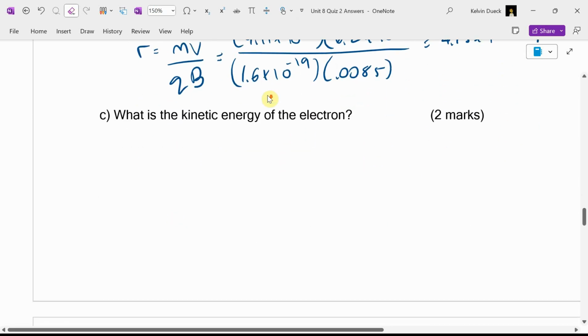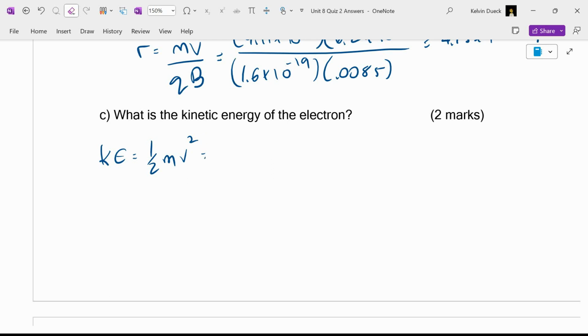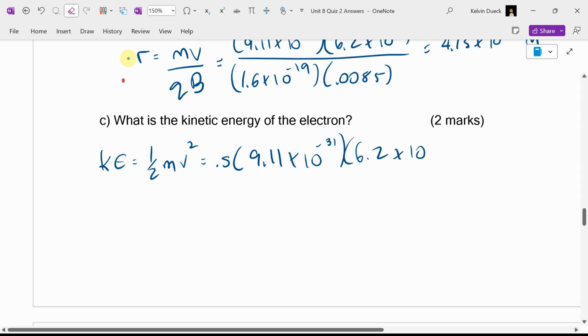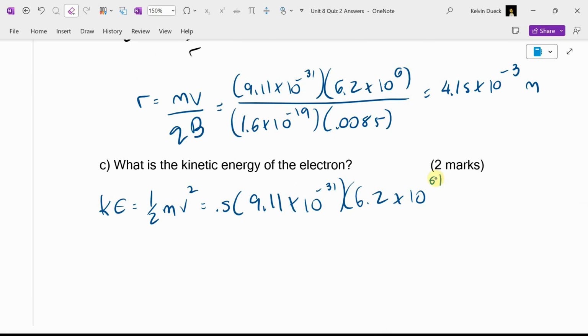What's the kinetic energy of the electron? I stuck this on just to do some basic review because they gave you everything you need. It's going to be a half mv squared. It's going to be 0.5, it's an electron, 9.11 times 10 to the negative 31. V was 6.2 times 10 to the 6, don't forget the squared.